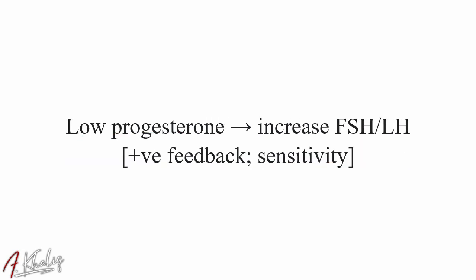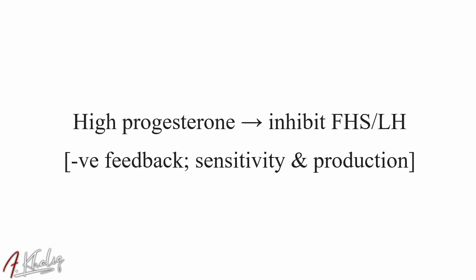Low progesterone is going to increase FSH and LH. This is positive feedback and this is mediated through sensitivity. The same way, high progesterone is going to inhibit the FSH and LH, and this is an example of negative feedback, and this is mediated through sensitivity and production.